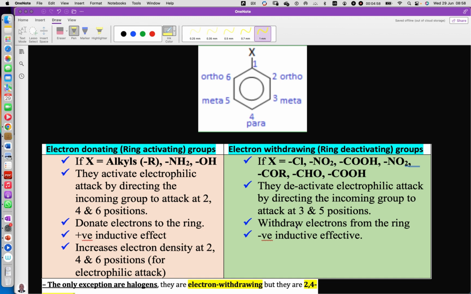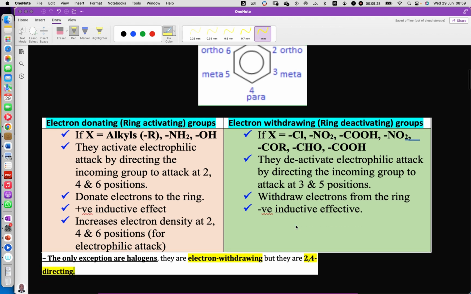Remember, alkyl groups are electron donating. When they donate electrons to the ring, they have a positive inductive effect. As I earlier mentioned, this will increase the electron density at the second, the fourth, and the sixth positions for electrophilic attack.